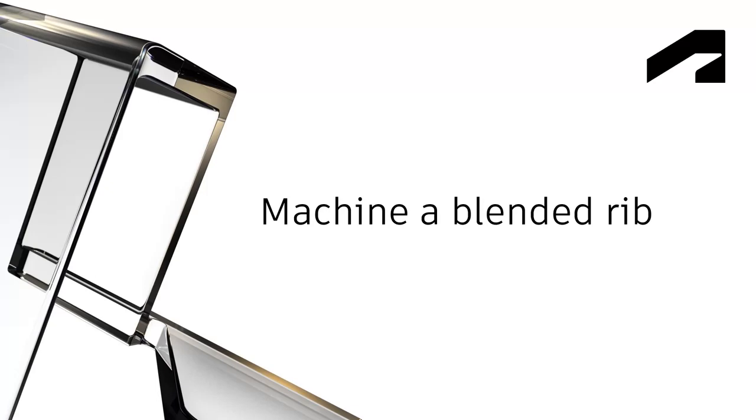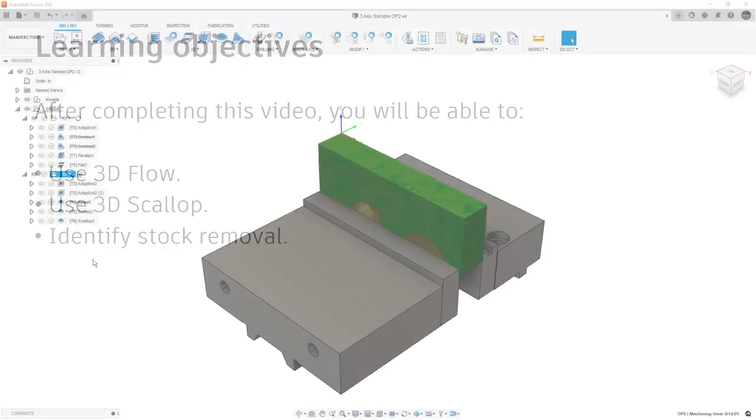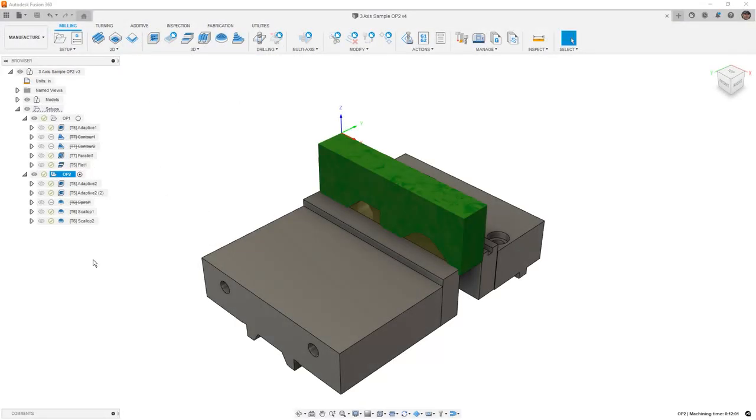Machine a blended rib. After completing this video, you'll be able to use 3D flow, use 3D scallop, and identify stock removal. In Fusion 360, let's carry on with our 3-axis sample Op2 dataset.